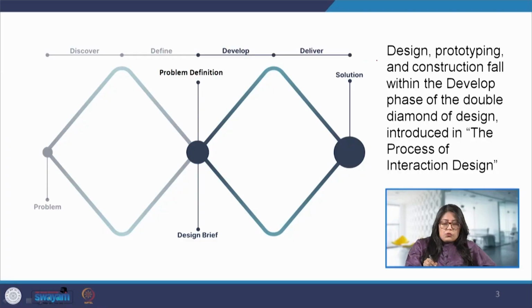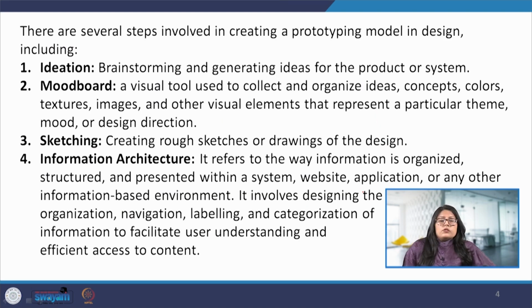So, now we are moving in this double diamond technique to the next diamond. We have spent a bit of time on the previous diamond and now we are coming to this phase of the diamond, where the problem has been identified and defined. So, now how do we develop and deliver further? There are several steps involved in the prototyping procedure.